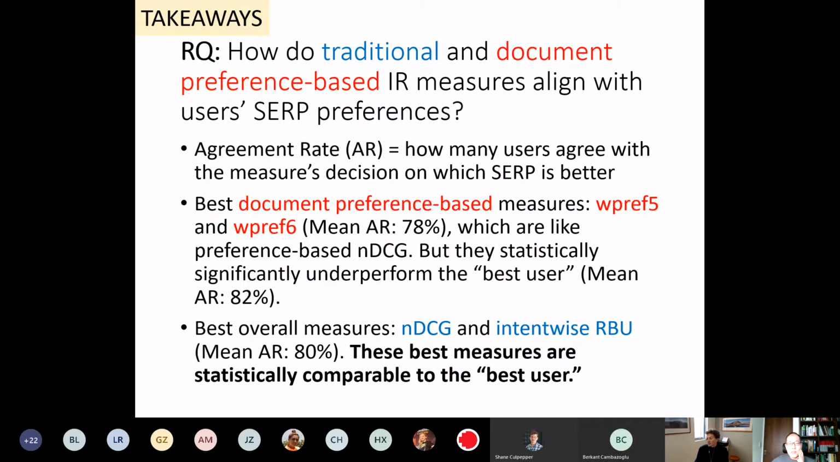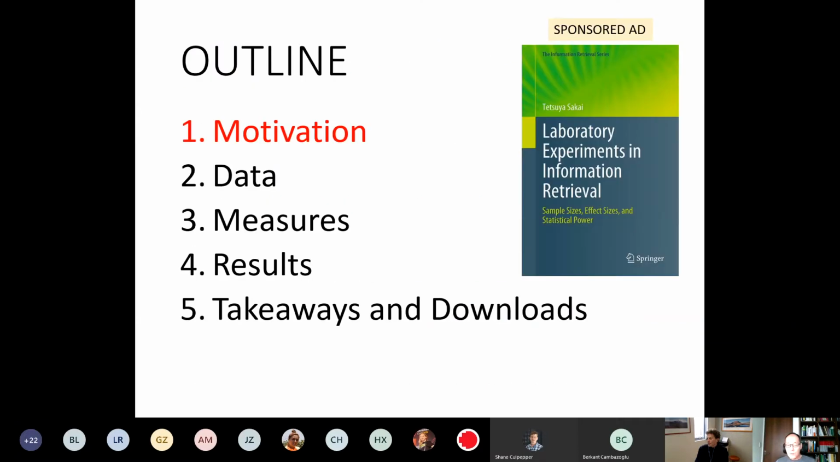And the bottom line is that some of these preference-based measures work okay, but the best overall measures are the traditional graded relevance-based measures like NDCG and this thing called iRBU, which I basically stole from someone else. Okay, and some of these best measures are actually as good as the best human assessor. So I will give you the details. So this is my outline.